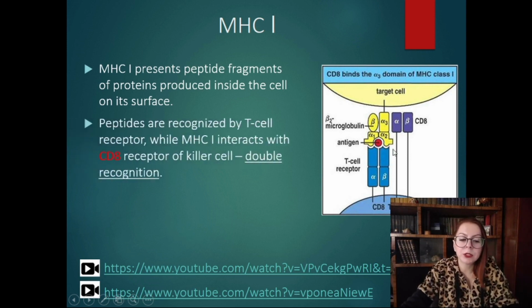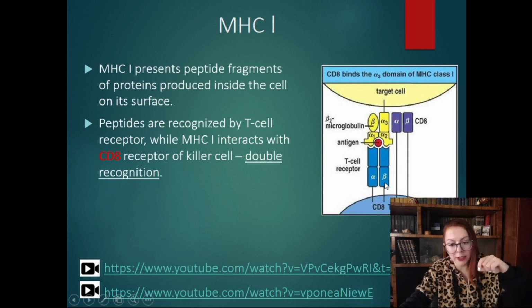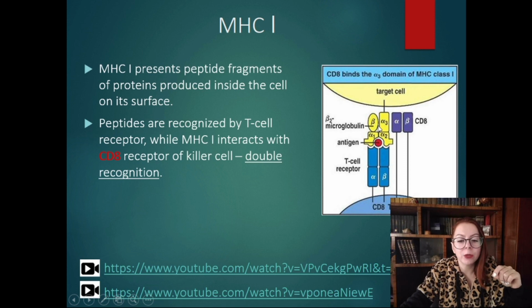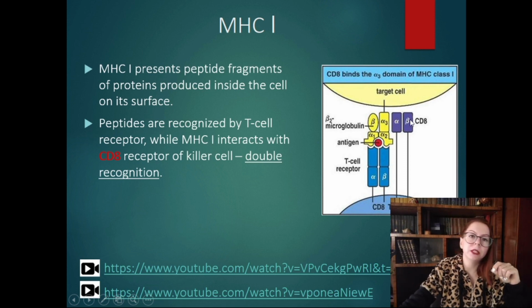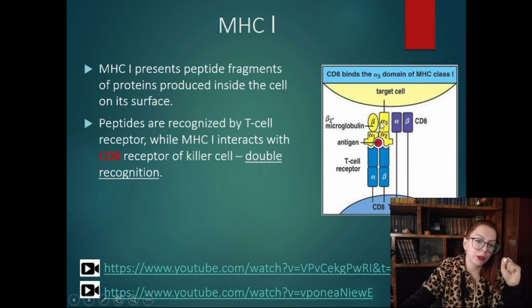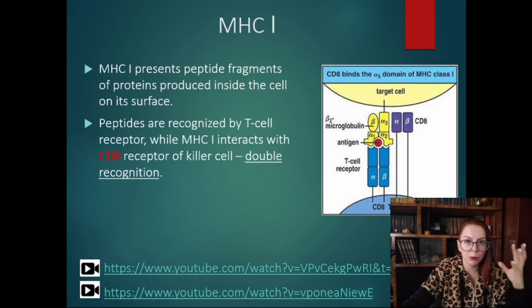So how does it work? Peptides presented by the cell are recognized by a special T cell receptor, and at the same time MHC type 1 is recognized by the CD8 receptor, and that's what we call the double recognition event. So killers analyze peptides only in case they are presented by MHC type 1. And it is very important to understand.